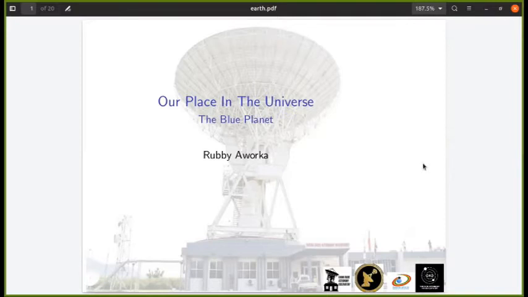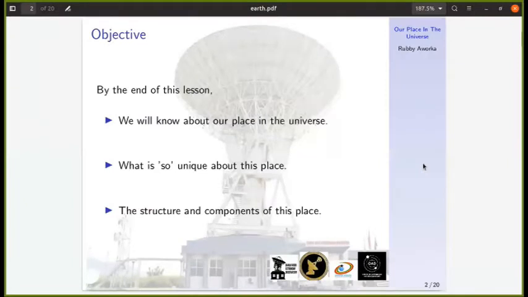Previously, we had a lesson on the numerous galaxies we have in our universe, and we got to know that our galaxy is the Milky Way, and within the Milky Way, our star is the Sun. The Sun and its objects that revolve around it constitute the solar system. So, where are we in this vast universe, or where can we be located? By the end of this lesson, we will get to know about this place in our universe, the uniqueness of this place, the structure and component of this place.